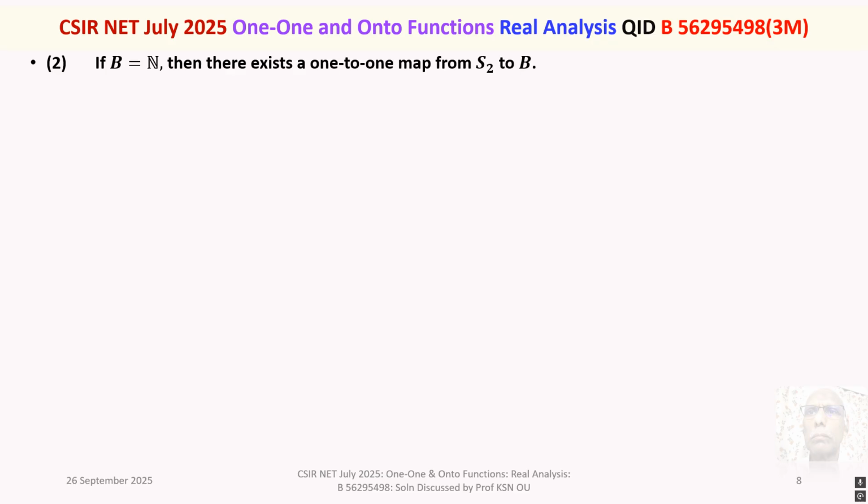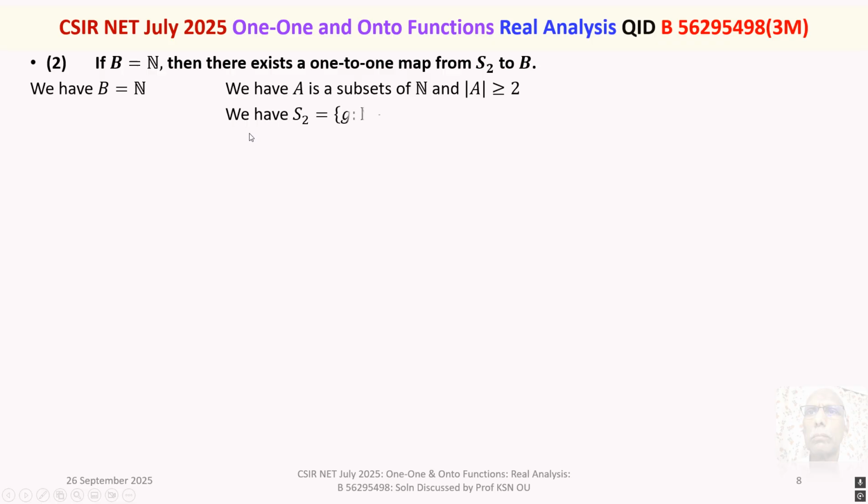We take option 2. If B is equal to the set of natural numbers, then there exists a one-to-one map from S2 to B. We have B is equal to N. We have A a subset of N, and cardinality of A greater than or equal to 2. And we have S2 is the set of all functions g from B, that is in this case N, to A, where g is onto.